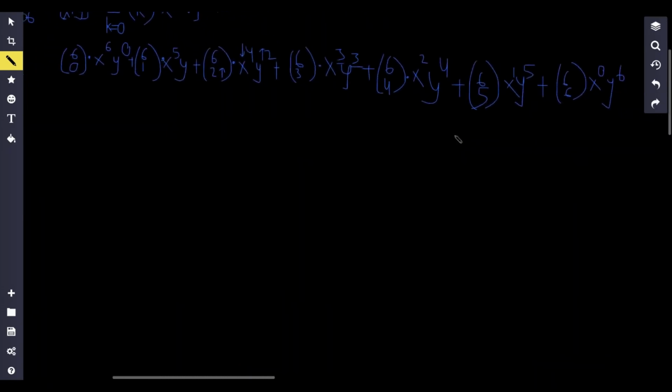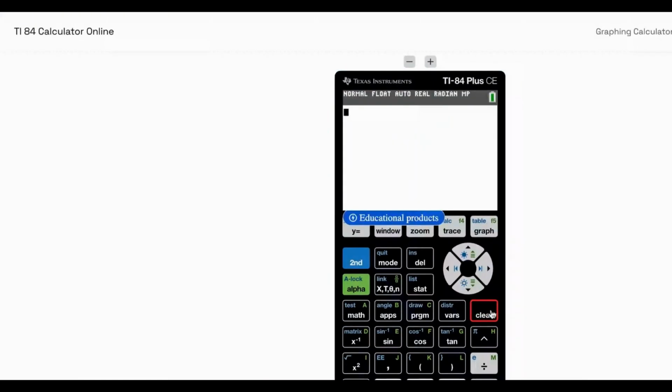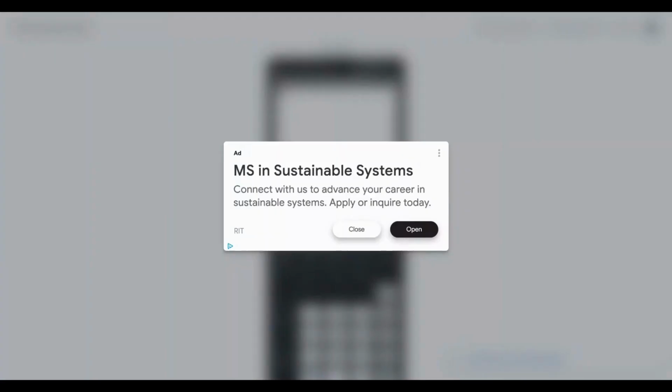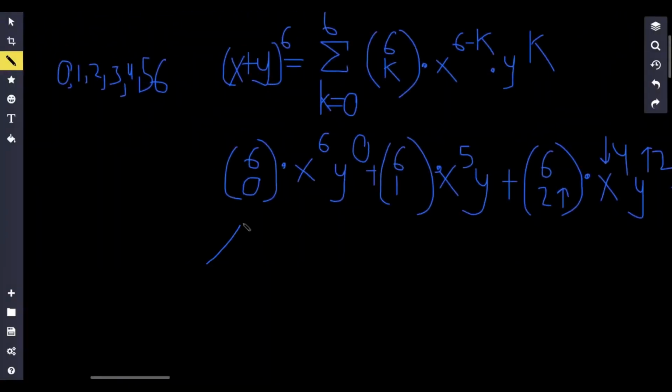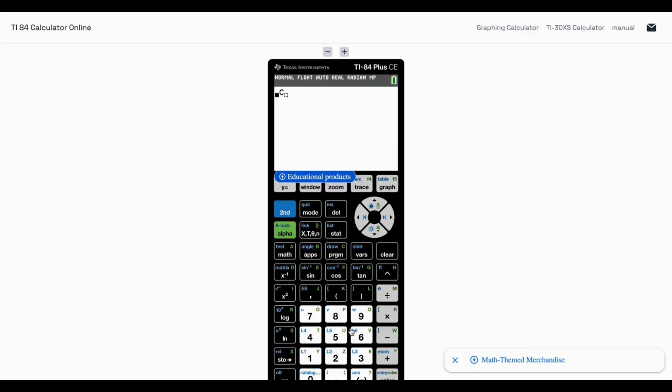And if you don't know how to do the choose, you could just use your calculator. If you have a TI-84 calculator, go to math, go to probability, and choose option 3 right over here, n choose r. So if I'm trying to find out what 6 choose 0 is, this is just going to be equal to 1.